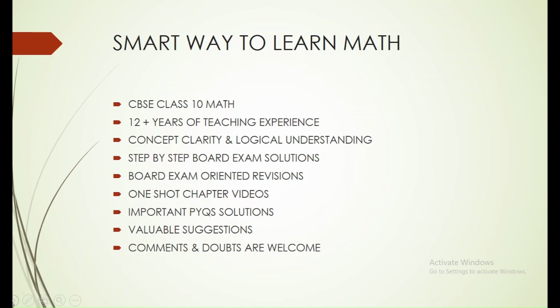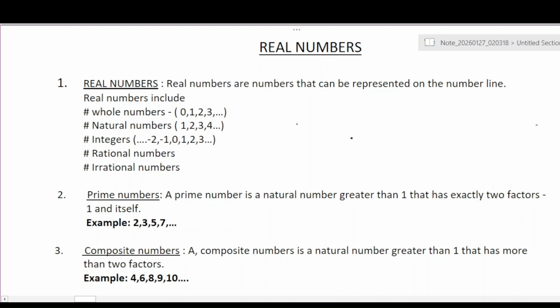Now, this will be the CBSE series, chapter 1, NCERT Real Numbers. Let us start with the first chapter, real numbers. Real numbers definition: we'll just go through a few concepts, children. Concepts are very important. We'll start with the first concept, real numbers. Real numbers are numbers that can be represented on the number line.